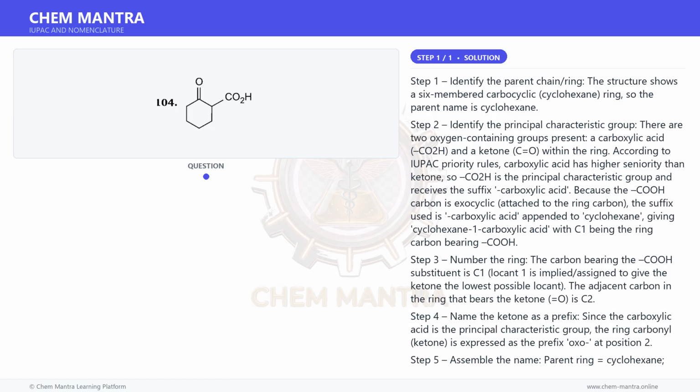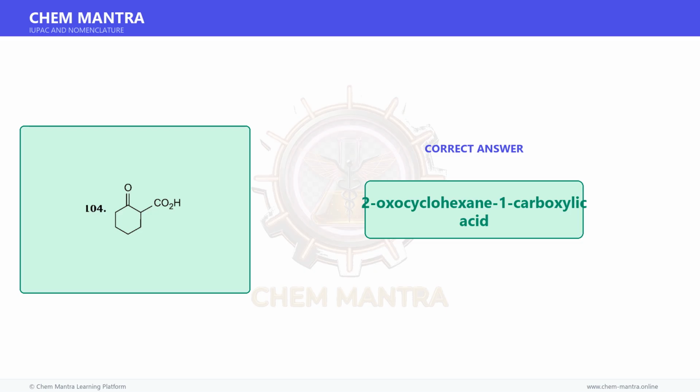There are no other options to eliminate in this naming question. The systematic IUPAC name uniquely and unambiguously describes the structure shown. Therefore, the correct answer is 2-oxocyclohexane-1-carboxylic acid. The correct answer is shown on screen.